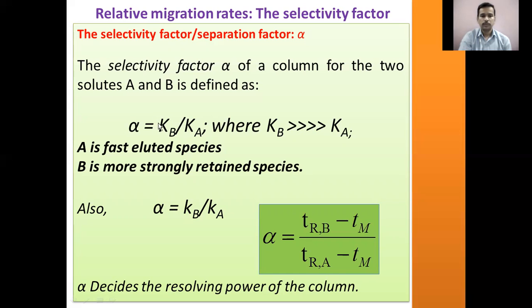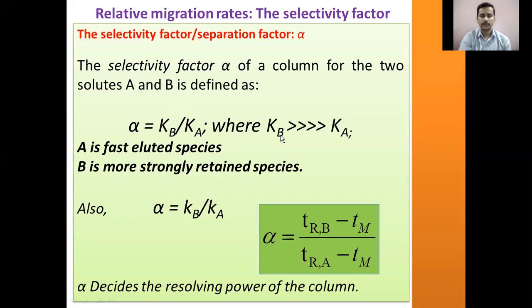Here, the numerator should be the partition coefficient of the strongly retained species because its partition coefficient value should be larger. Whichever solute is strongly retained by the stationary phase in the chromatographic column, the partition coefficient of that solute has to be written in the numerator. And in the denominator, the partition coefficient of the solute which is weakly retained by the stationary phase has to be written. So Kb is greater than Ka here.